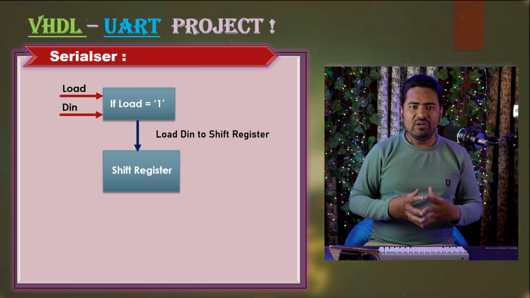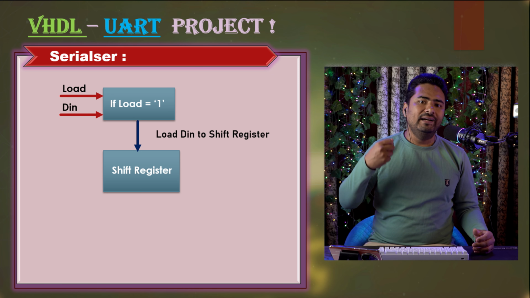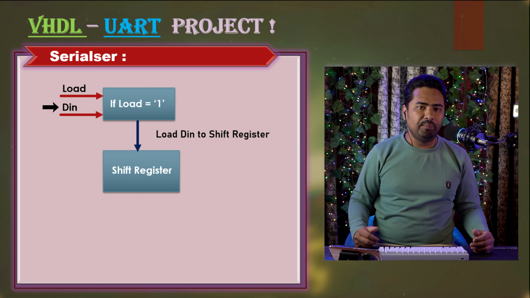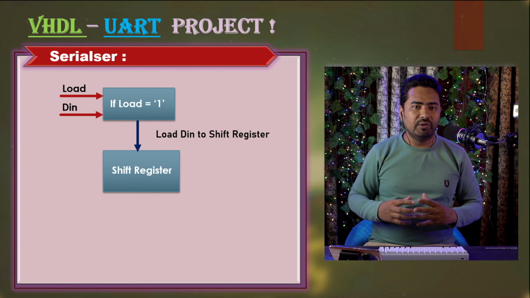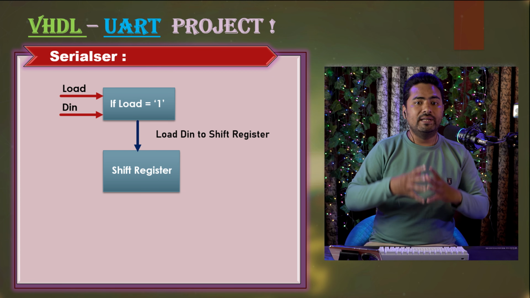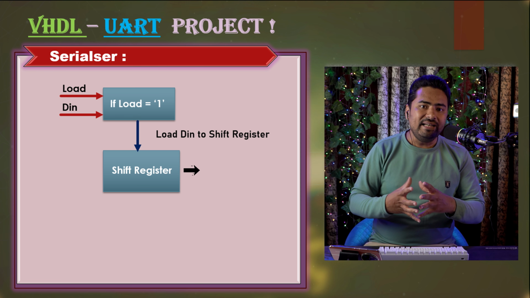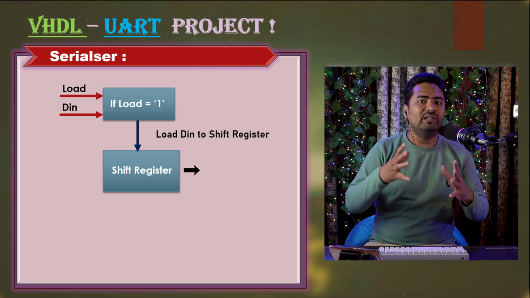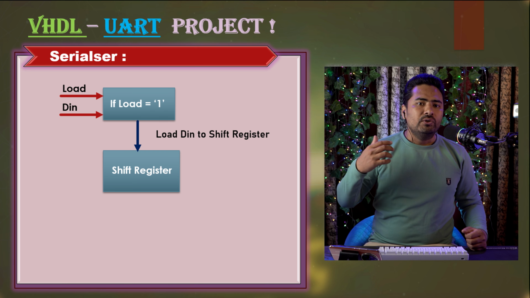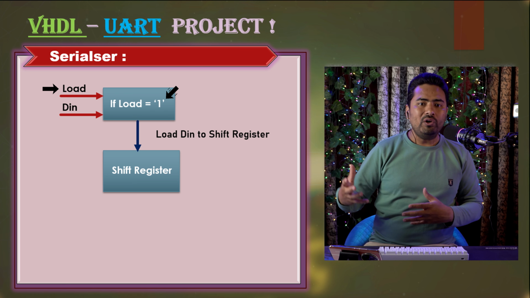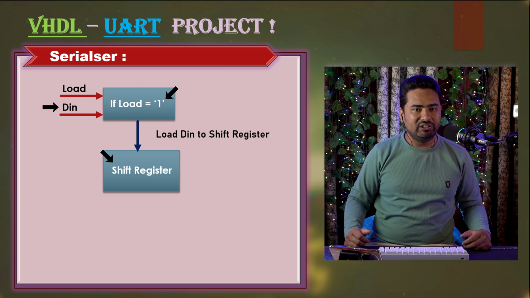So the question is, why do we need a shift register? Because this DIN input is parallel data, but the RS-232 protocol uses serial communication. So we have to convert this parallel data into a serial data stream. And then this serial data will be transmitted over the RS-232 protocol one by one in a sequence. So when we assert this load signal, this DIN data will be captured by this shift register.